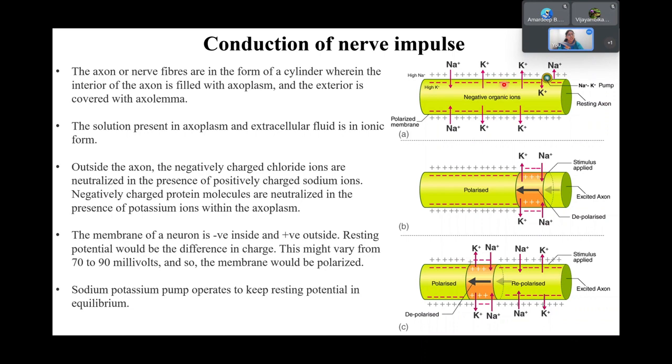Now as I mentioned, when you receive a cue, the pumps placed on these axons actively pump the potassium ions and sodium ions.